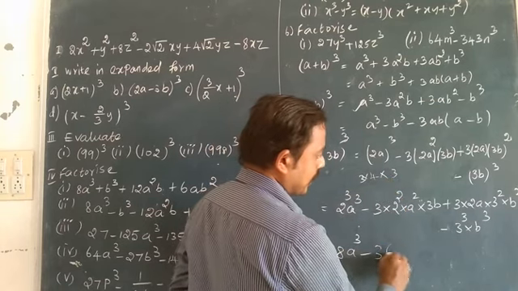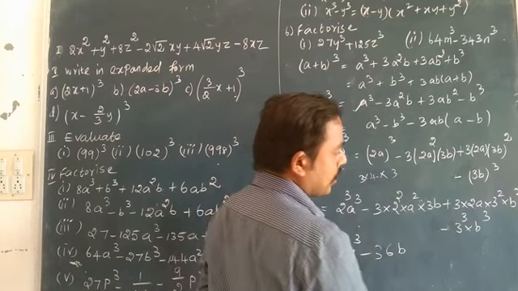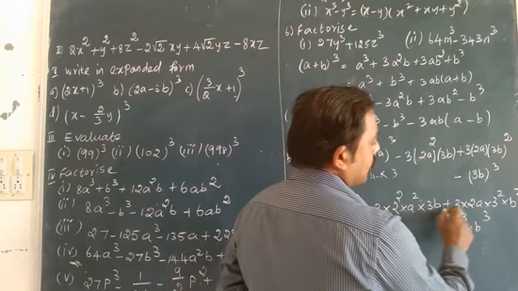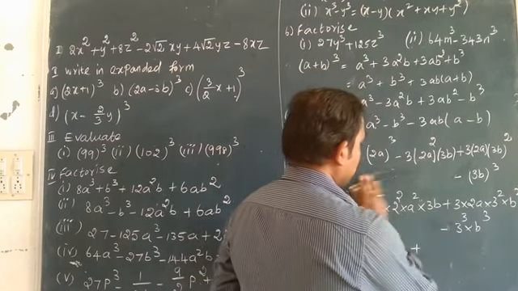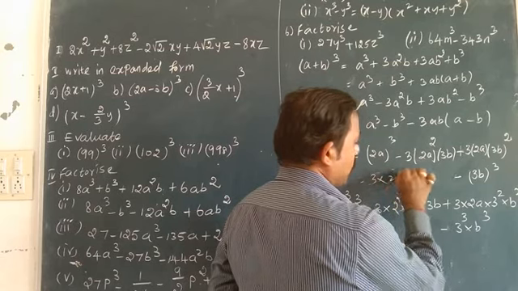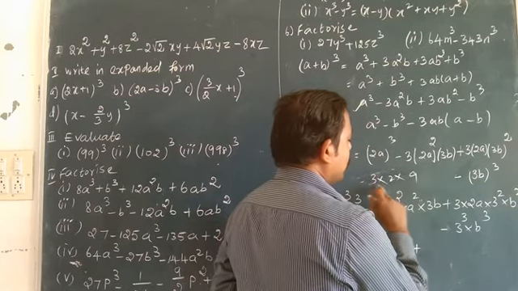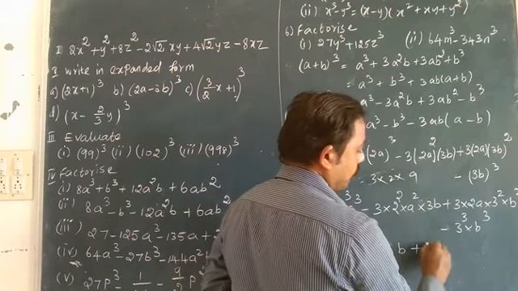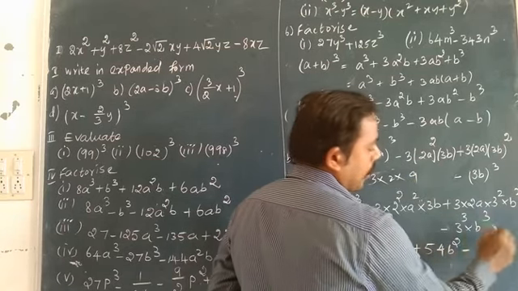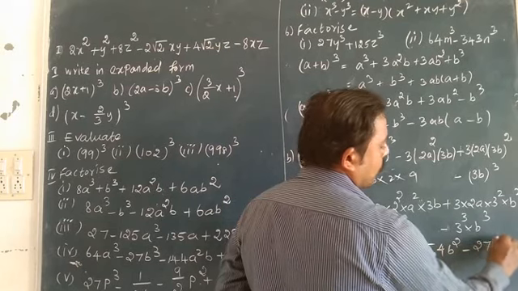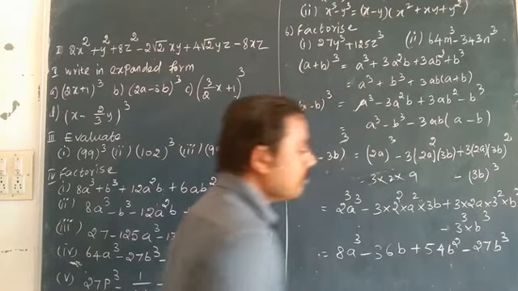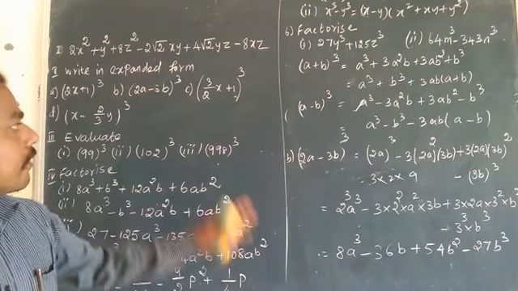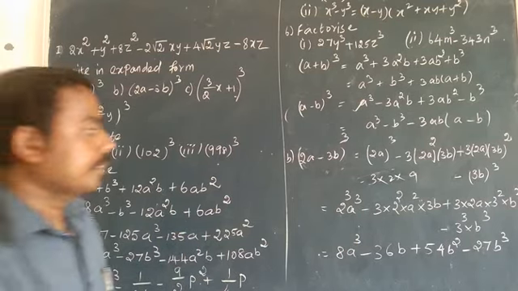So 36 a squared b. Similarly plus 3 into 2a into 3 squared, where 3 squared value is 9. 3 twos are 6, 6 nines are 54. So 54 a b squared, minus 3 power 3, which is 27, 27 b power 3. This is the expanded form of the second one. Right.